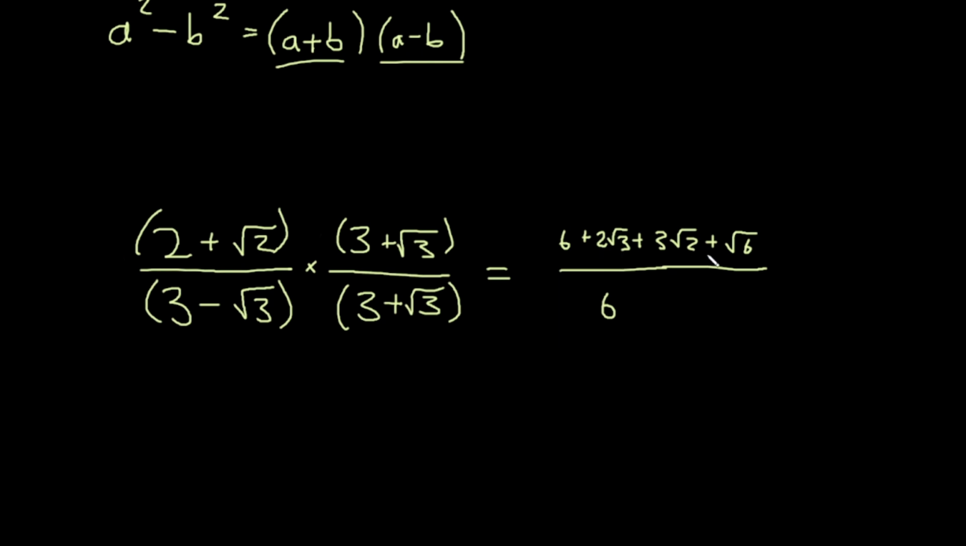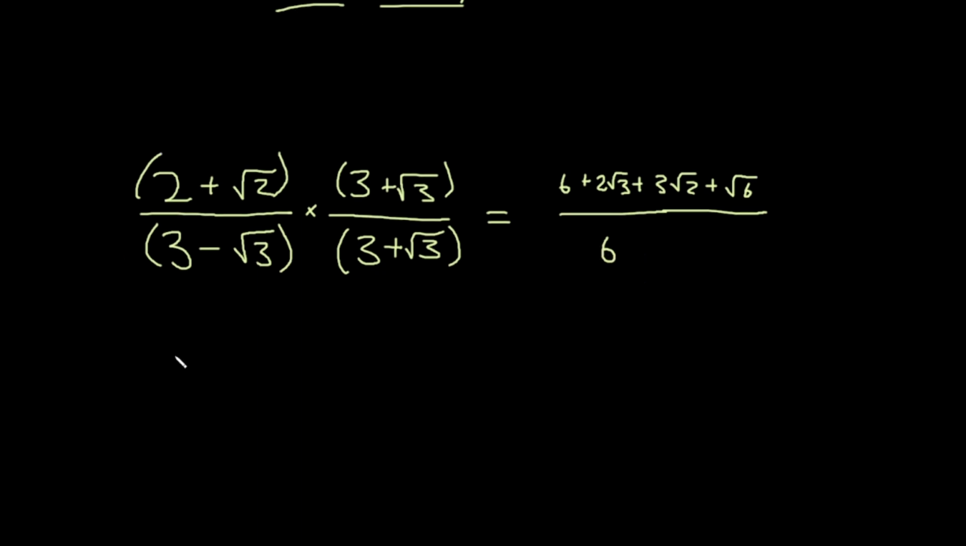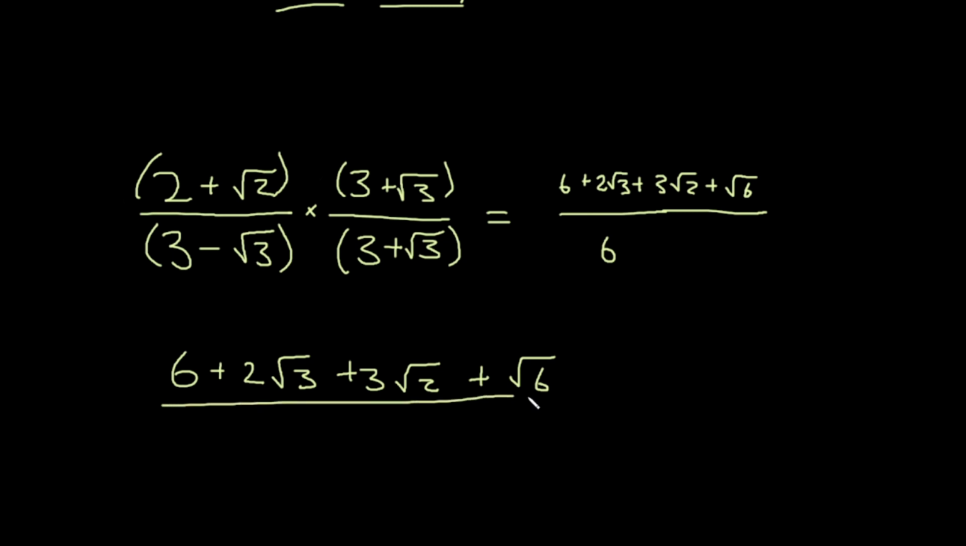we need to check to see if we have any like terms. We do not, since our radicands are all different and our coefficients wouldn't match regardless. So we can simply write this as 6 plus 2 root 3 plus 3 root 2 plus root 6 over 6. Now, you may be wondering why we can't cancel out 6's.